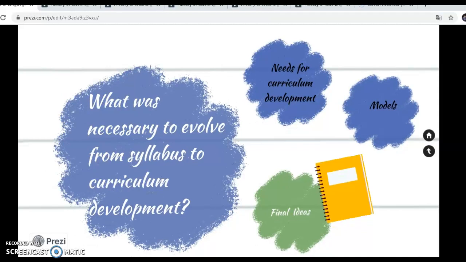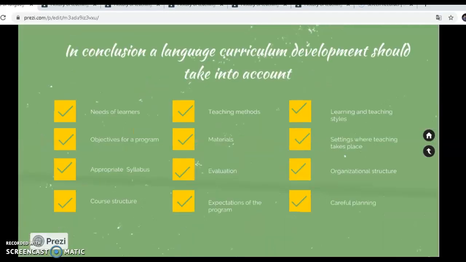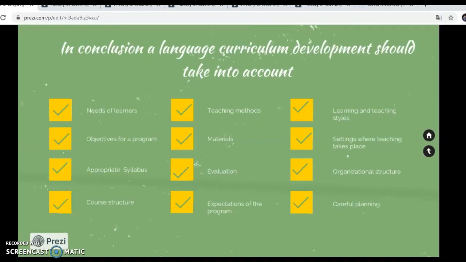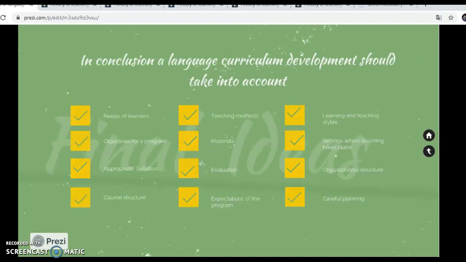So, regarding all this content presented, I can come to the conclusion that language curriculum development should take into account the needs of learners, the objectives for a program, the appropriate syllabus, the course structure, the teaching methods, the materials, the evaluation, the expectations of the program, the learning and teaching styles, the settings where teaching takes place, the organizational structure, and a careful plan.